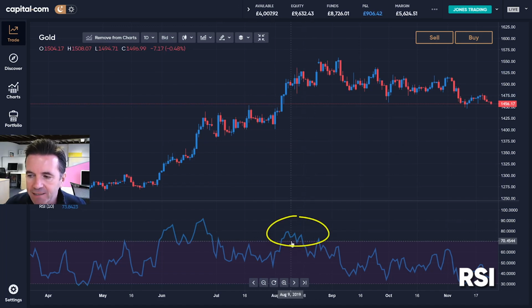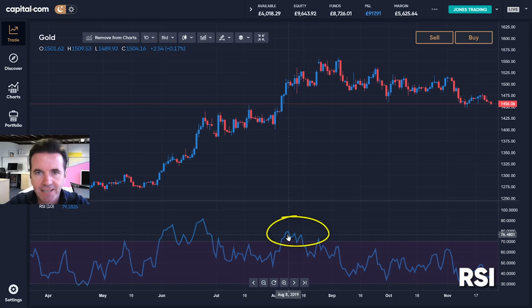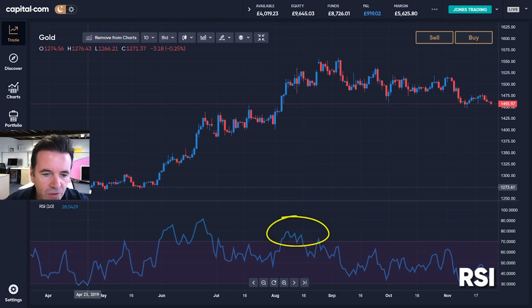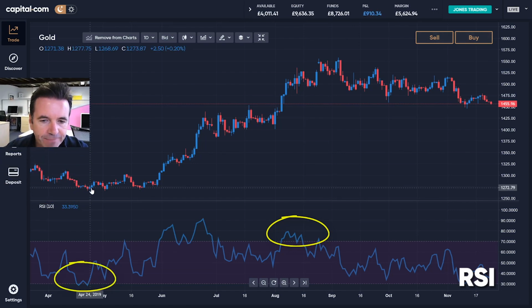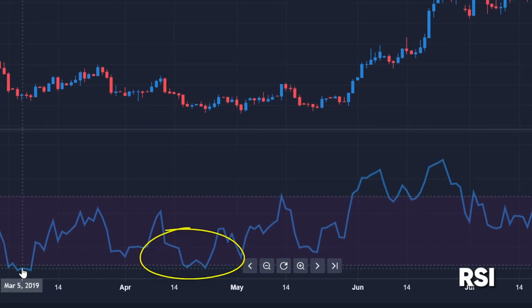When the RSI is above 70%, like here, it's the suggestion the market has moved too far too fast to the upside and is due a correction. So it looks at the typical range of the last 10 days, applies a calculation. We have a result between 0 and 100%, anything above 70%, the market is said to be overbought. On the downside, if the market's been falling, if we go back to April of this year, let's just zoom that out. So you can see here, the middle of April, the RSI briefly dipped below 30%, and again back here in March.